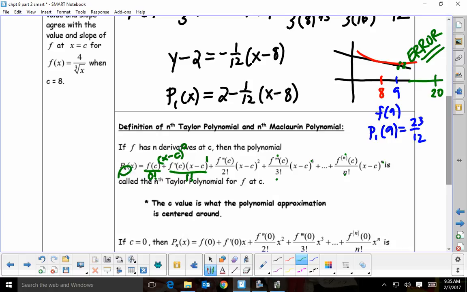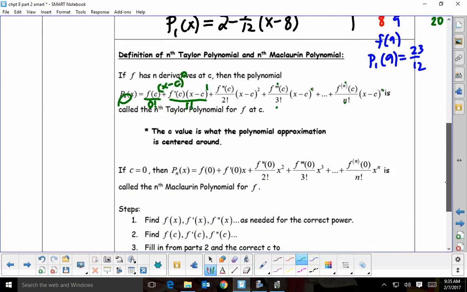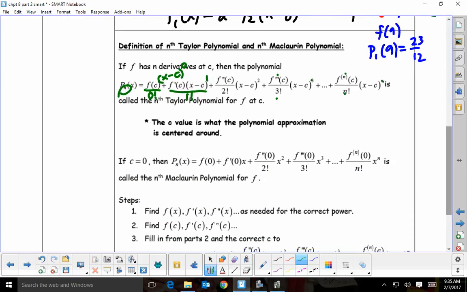Okay? So you can actually get an even better approximation than just a linear one. Now, realize it's just x, x, x, right? You don't have to have x minus 0. If you want to, just for the pattern, great. But this is called a Maclaurin.